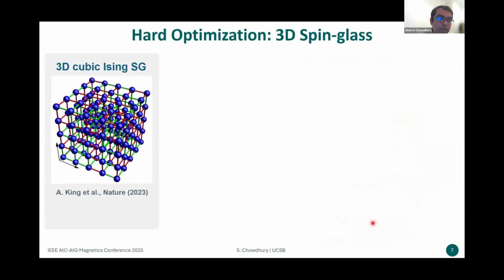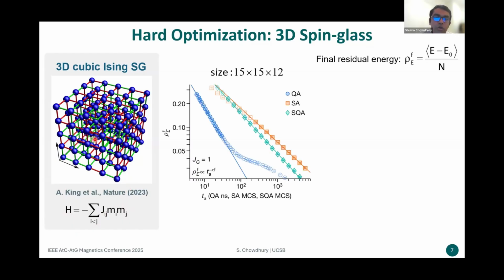Recently a paper came out from D-Wave, published in Nature, where they were solving a 3D Ising spin glass problem on a cubic lattice. They are basically trying to solve this classical Ising Hamiltonian for the 3D spin glass. And they showed that when they applied their quantum annealer to solve this problem, they got better results than the traditional annealing algorithms, which are simulated annealing and simulated quantum annealing.